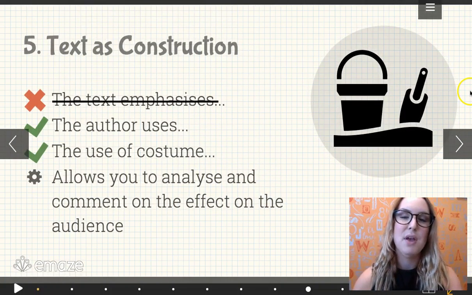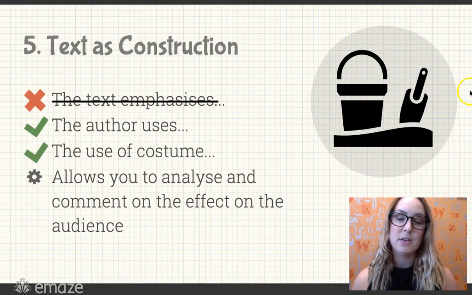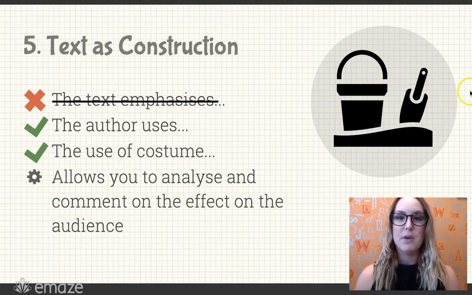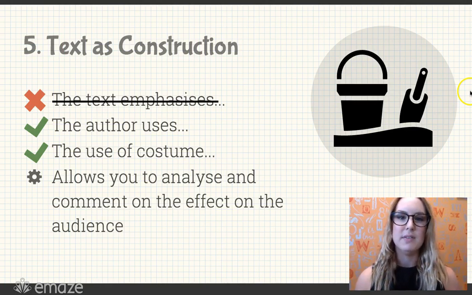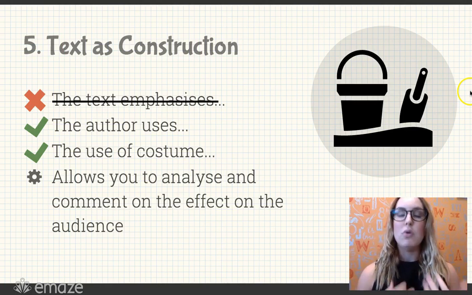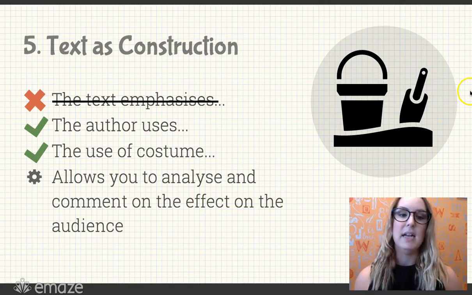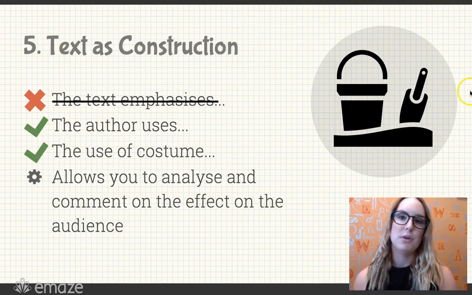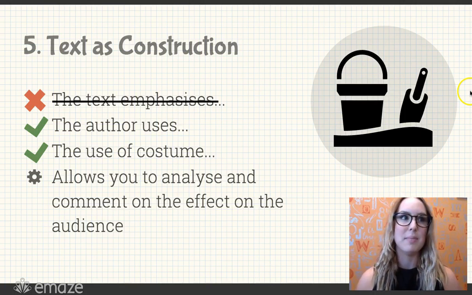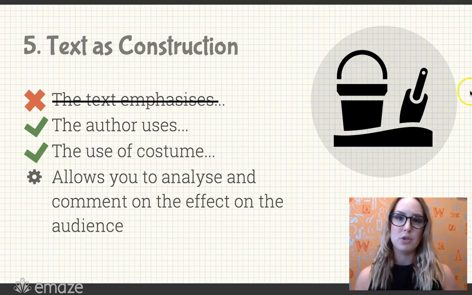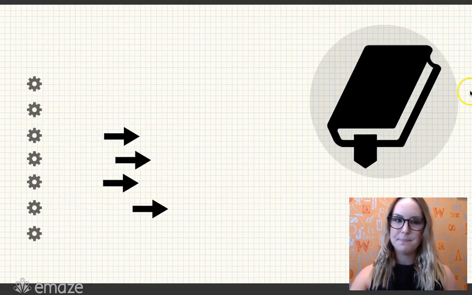Rule number five, always refer to the text as though it's a construction. So avoid saying the text uses or the movie shows or the movie represents. You know, it should be the author uses or the director highlights or the use of costume shows. This allows you really to dig deeper into your analysis and talk about the effect of it on the audience, because you are talking about it as though it was a purposeful choice by someone.